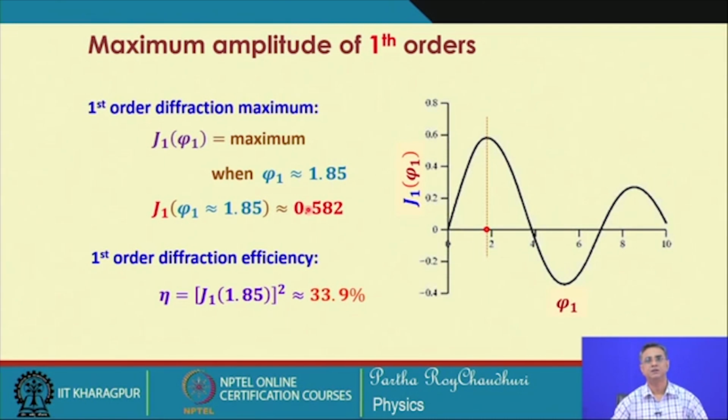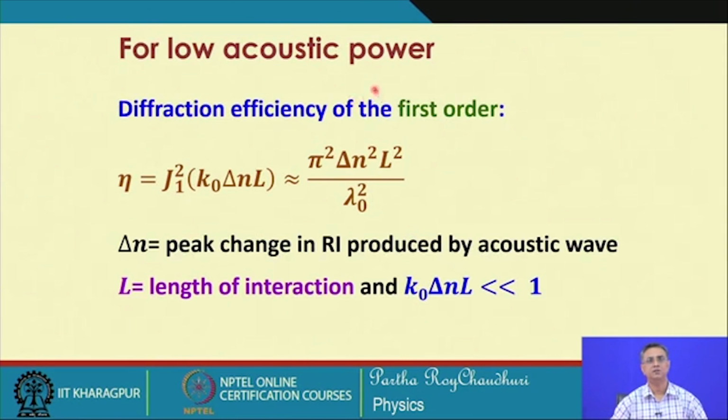So, when the value of phi 1 is equal to 1.85, you get the maximum power in the first order diffracted beam, and that gives you the modulation starting from 0 up to this. This intensity corresponds to a diffraction efficiency which is roughly about 34%, which we have also seen earlier. So, you get a diffraction efficiency of 34% starting from 0 to 1, and this amplitude modulation can be configured using this first order diffraction beam. And this is for low acoustic power.